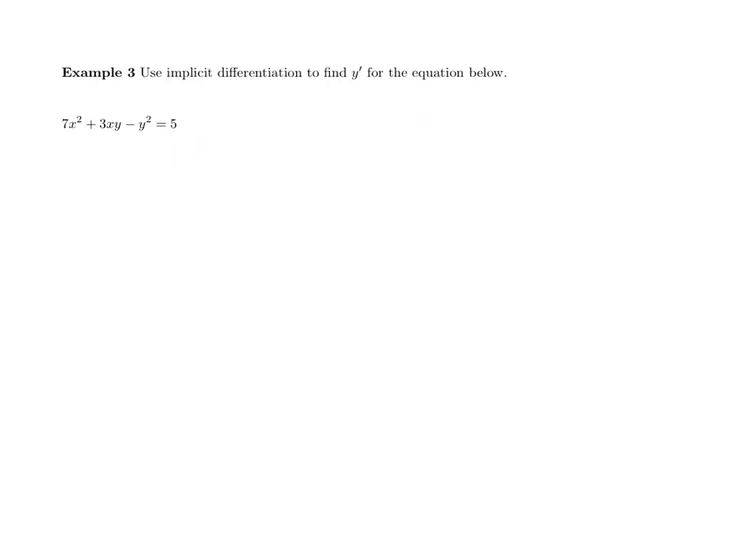In example 3, I'd like to use implicit differentiation to solve for y prime, which means differentiate this equation. So what we're doing is, on the left, we're taking the derivative with respect to x. So we get 7x squared plus 3xy minus y squared is equal to the derivative with respect to x of 5. And here, I'll start with the left-hand side.